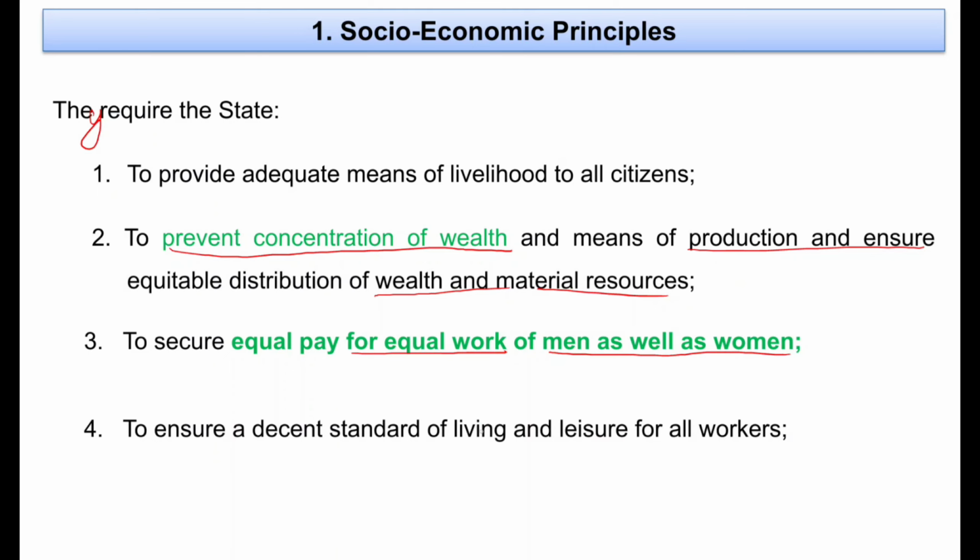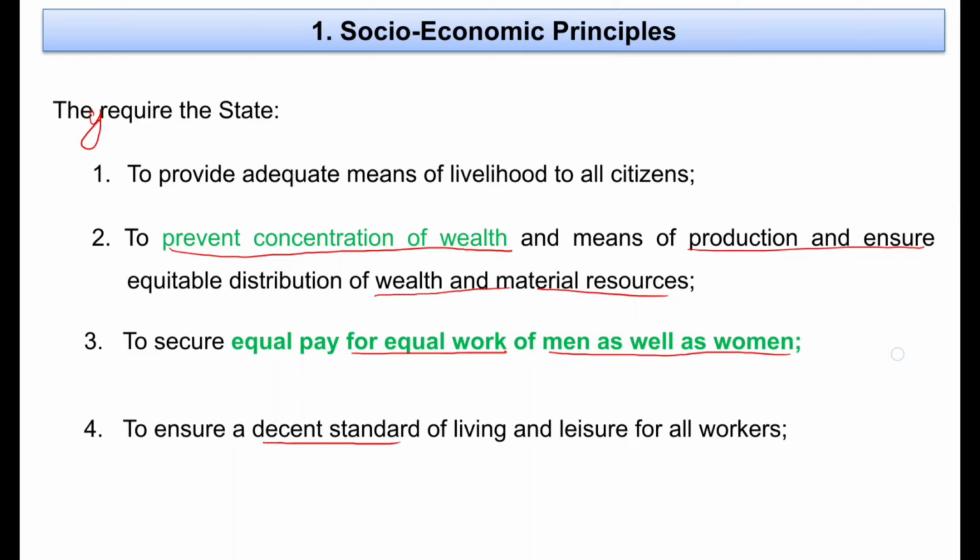Fourth point, to ensure a decent standard of living and leisures for all the workers, means you should not let the workers keep working all the time. They should also have some leisure times, and they should also have the chance to raise their standard of living. How can the state do it? By providing more employment, by raising the wages of the workers, by giving them a bonus or by promoting them from time to time, not letting them stay static in one place only, providing a chance for the public to develop themselves. In that way only you can ensure a decent standard of living.